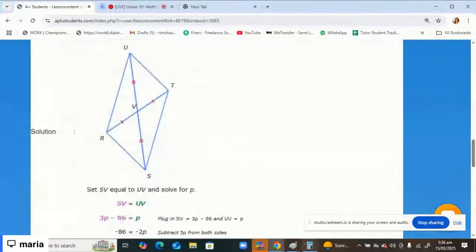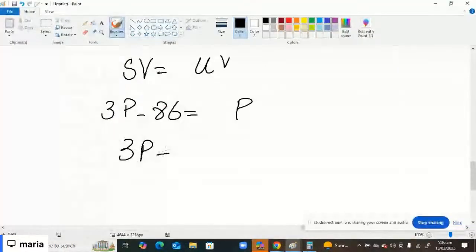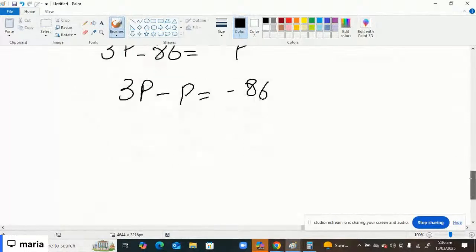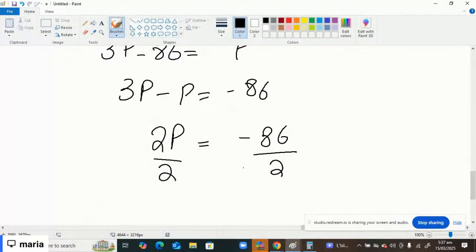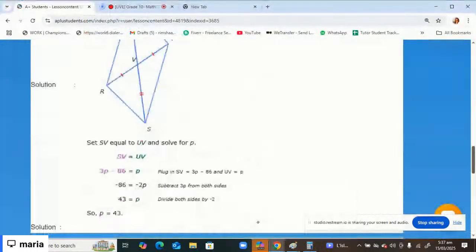That is equal to p values. Just now solving it out, 3p minus p, and here is minus 86. So 3p minus p, what is the answer? That is 2p, which is equal to minus 86. Dividing both sides by 2, this 2 and 2 should be cancelled. Only the p is left. And what is the answer here? Minus 43. So what is the value of p, which is 43.